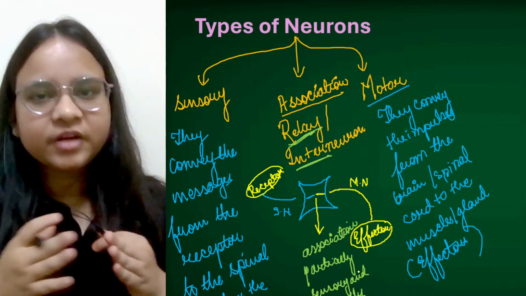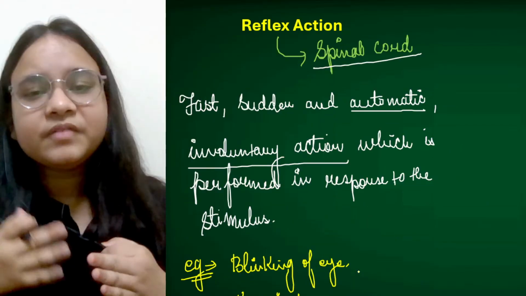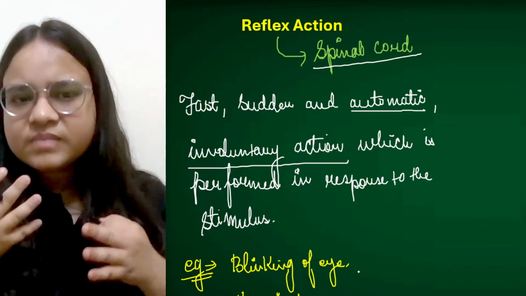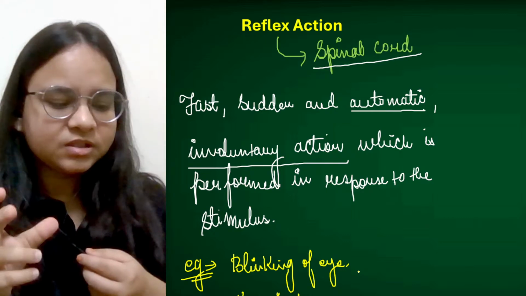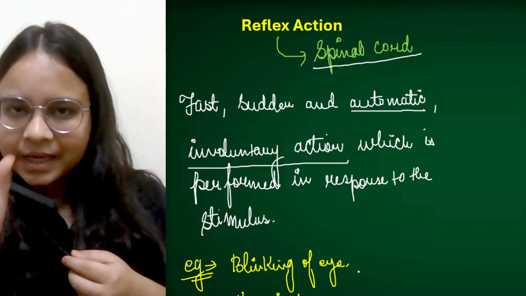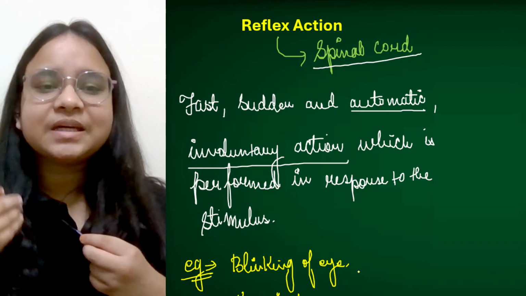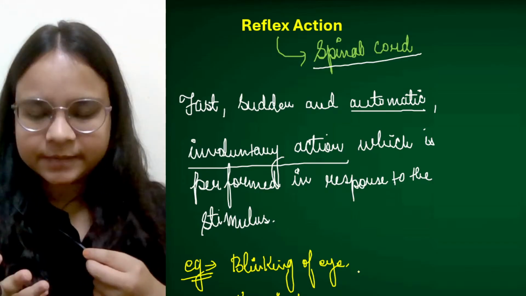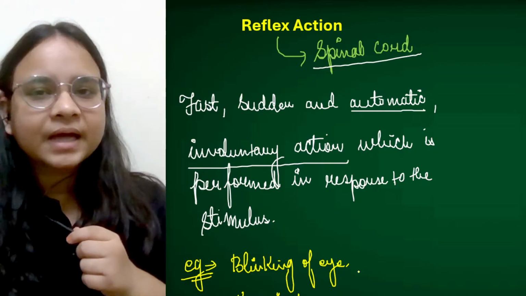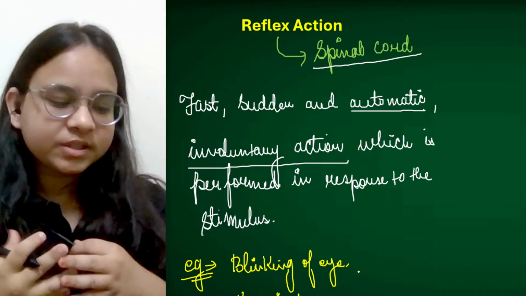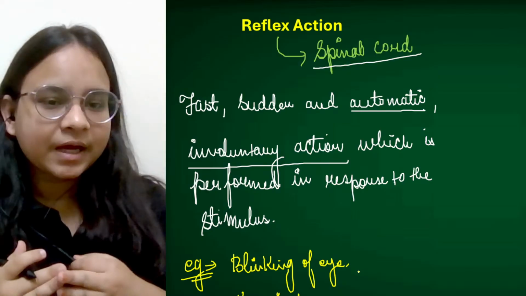Types of neurons. There are three kinds of neurons: sensory, associated, and motor neurons. Right. Now reflex action. What is a reflex action? An action which is performed within seconds. If I want to say it in one line, it is actions which are performed within seconds. These are fast, sudden, and automatic, and all these reflex actions are involuntary in nature. They are not under our conscious control. We have also listed some examples, like blinking of an eye and knee jerk reflex action.